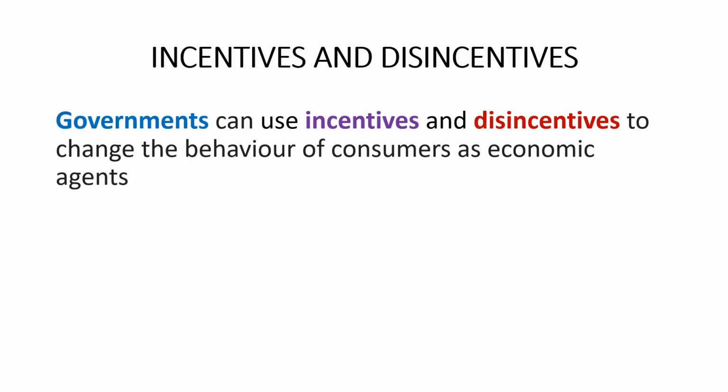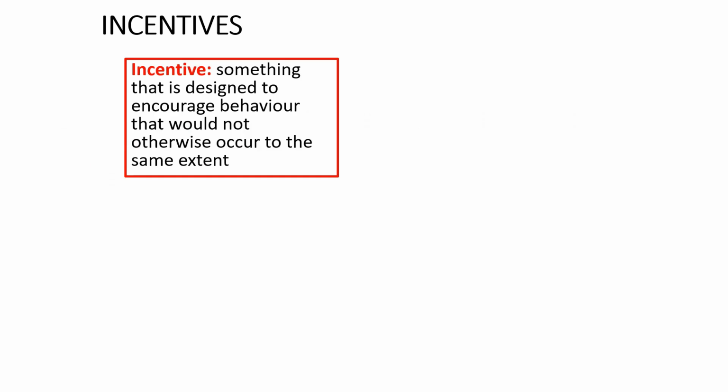The key point here is that governments can use incentives and disincentives to change the behaviour of consumers as economic agents. That is, governments can use incentives and disincentives to change the behaviour of consumers in relation to their decisions about the purchase of goods and services. An incentive is something that is designed to encourage behaviour that would not otherwise occur to the same extent. Look down the left-hand side of your vocabulary sheets, find the term incentive and write this definition in there.